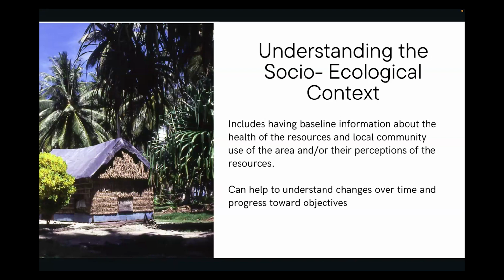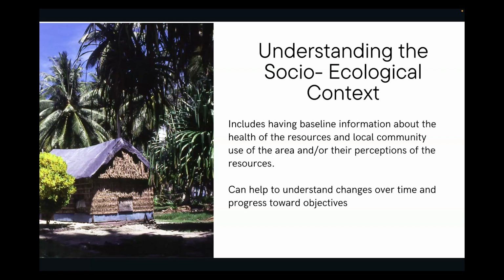protected area, which means that we have some baseline information about the health of the resources and an understanding of the local community and how they use or depend on the area or what their perceptions of the resource health is. So having this information helps managers to understand the changes to those social or ecological conditions over time. And if you're moving the needle on improving those conditions.